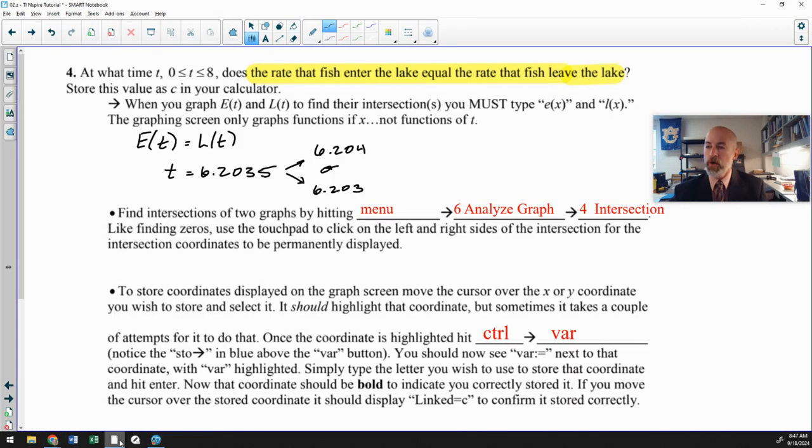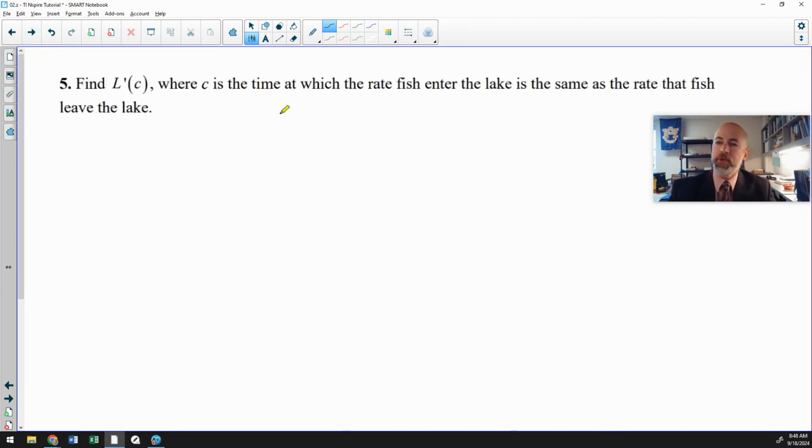On my written work, I'm going to declare that C is equal to 6.204, because if I declare that in my written work, then from that point forward, I can just write the letter C. I don't have to write 6.204. So I now have that stored, and we're going to compute L prime of C, so I need to find the derivative of L at that point C.